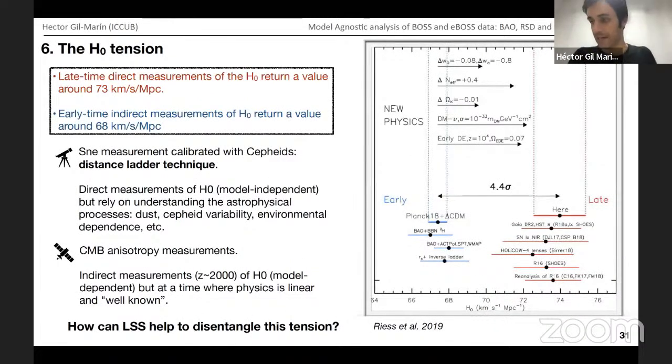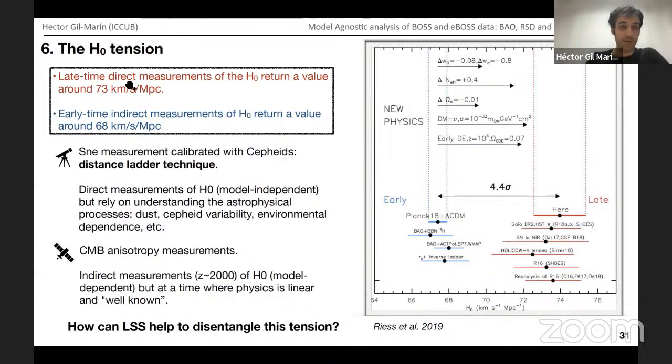So in the last maybe 10 minutes I'm just going to be talking about the H0 tension and how the shape can help us to shed some light on this tension. For those who are not very familiar, we have essentially two sets of measurements of H0. They are different and they are very discrepant now, around between 4 and 5 sigma discrepancy.